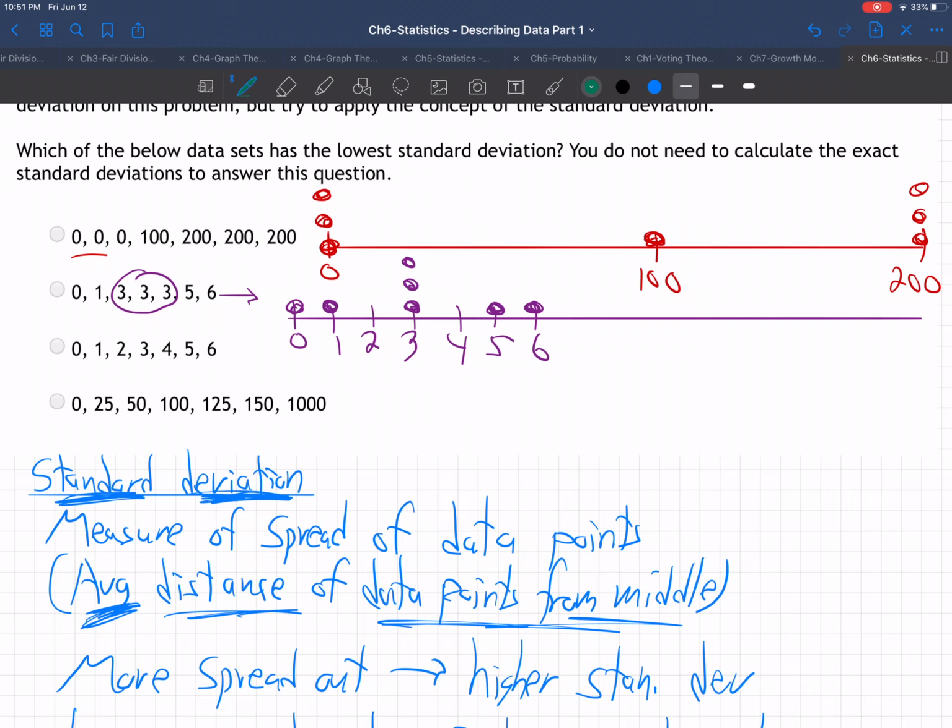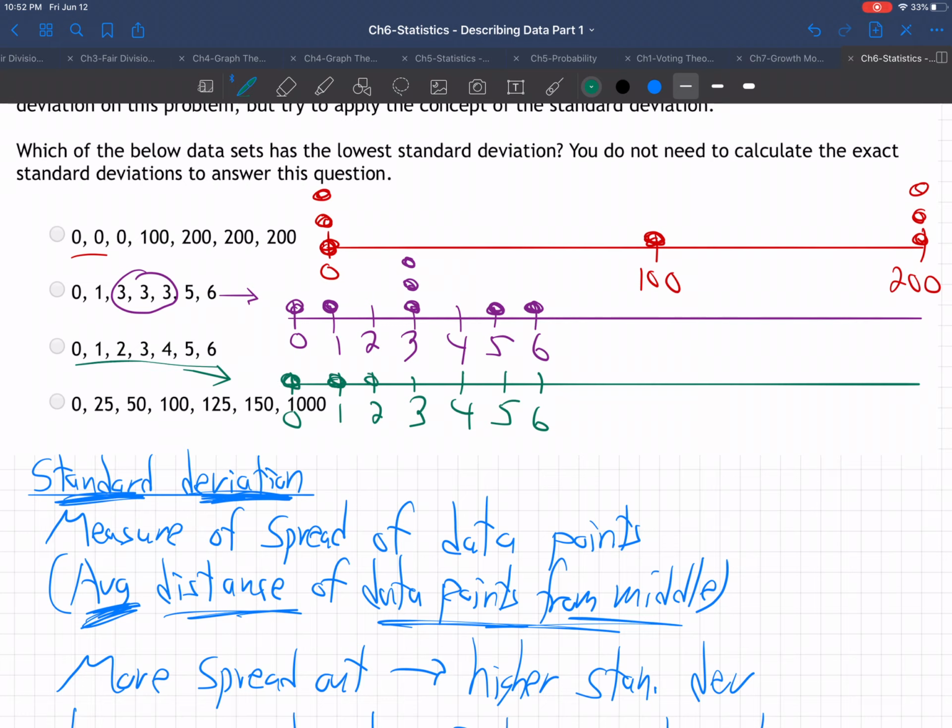Let's try this next one down here. I'm going to do the same kind of thing and go 0, 1, 2, 3, 4, 5, 6. Let's try to space it just like the last one. And we just have 1 dot at each of those spots. Okay. So now the last one.